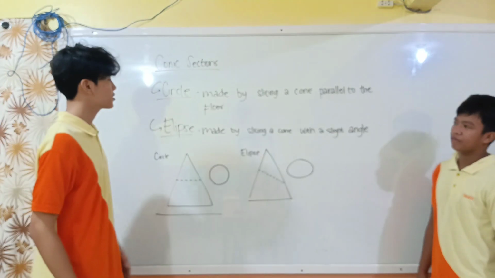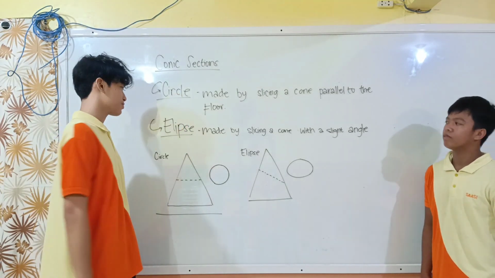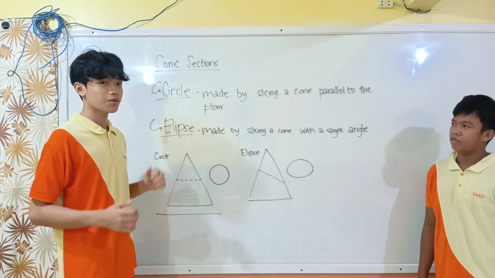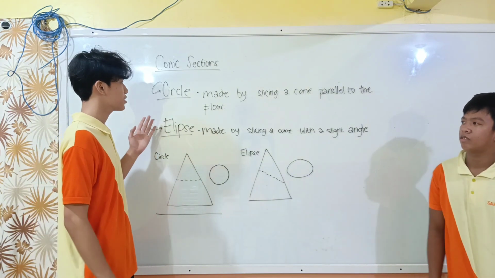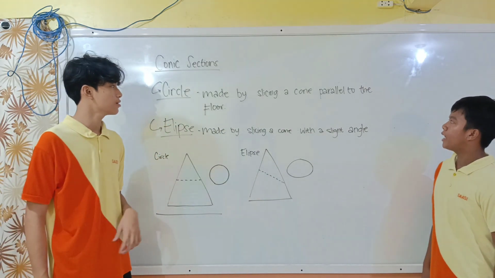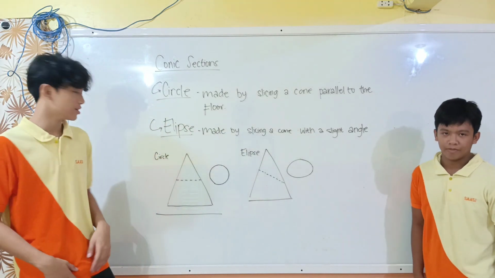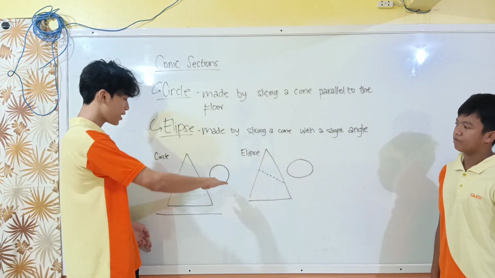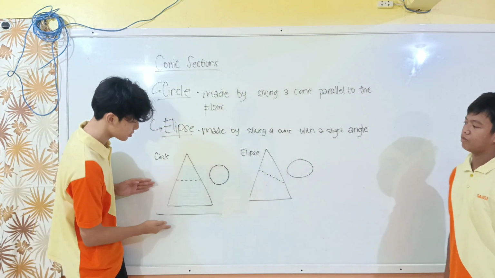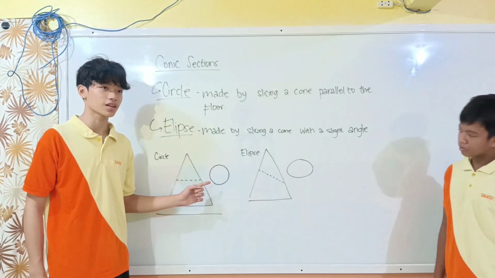And today we are going to talk about the conic sections, specifically circle and ellipse. But first, we're going to learn how to make a circle. Audrey, can you tell us how to make a circle? A circle is made by slicing a cone parallel to the floor. Just like what Audrey said, you slice a cone parallel to the floor, just like this. This is the slice, and this is the floor. You will make a perfect circle.